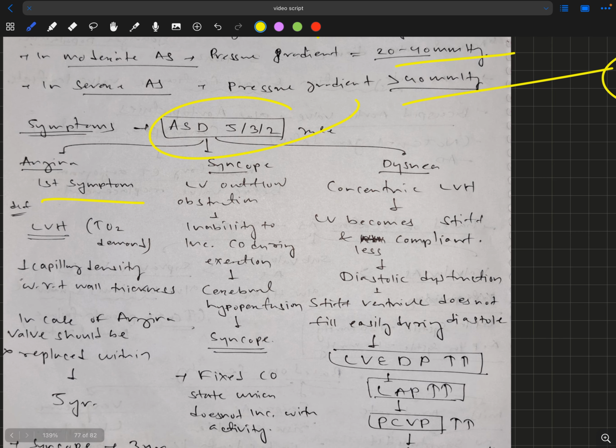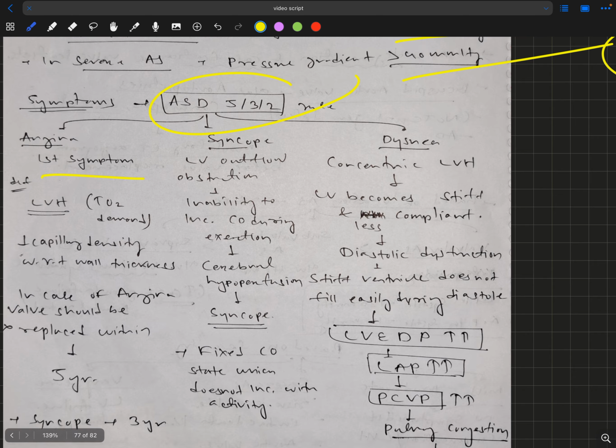So why does it develop angina? Very easy. Due to LVH, the left ventricle is undergoing hypertrophy, so it will need more oxygen. So in case of LVH, there is increased oxygen demand. When the muscle is growing, there is decreased capillary density with respect to wall thickness. The muscle is undergoing hypertrophy, but the blood vessels are not growing in proportion to the growth of muscle. The wall thickness is growing, but not many capillaries are growing to supply those muscles. So the left ventricle undergoing hypertrophy is a risk factor to develop angina itself.